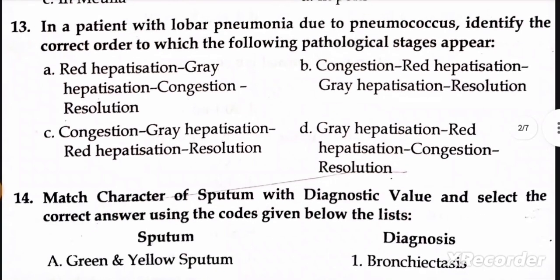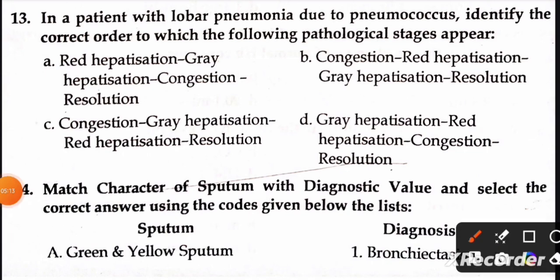Next question is in a patient with lobar pneumonia due to pneumococcus, identify the correct order in which the following pathological stages appear. A red hepatization, gray hepatization, congestion and resolution. B congestion, red hepatization, gray hepatization, resolution. C congestion, gray hepatization, red hepatization, resolution. D gray hepatization, then red hepatization, congestion and resolution. So right option is B, congestion, then red hepatization, gray hepatization and resolution.